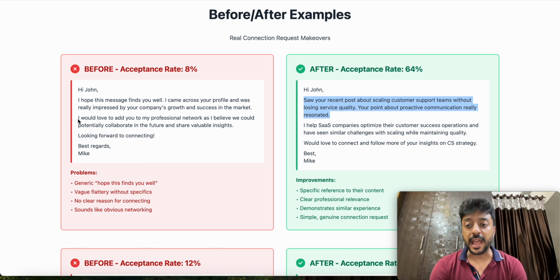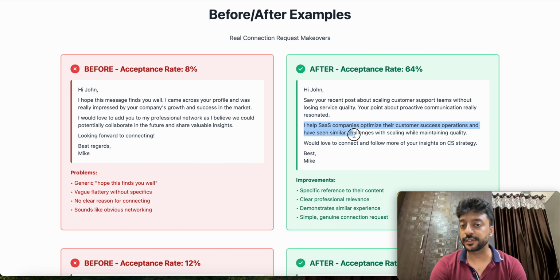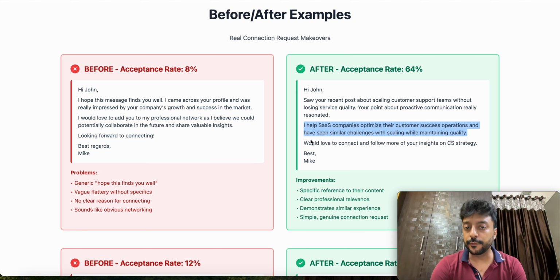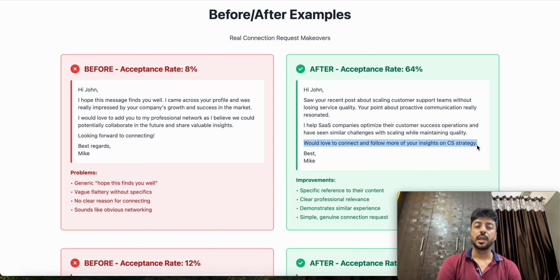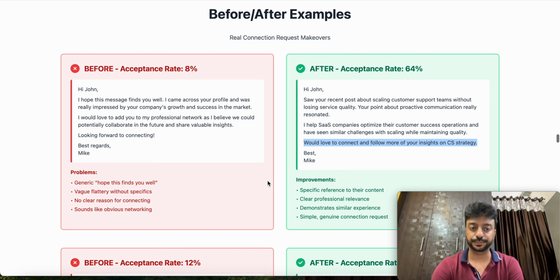What you don't have to do: I would love to add you to my professional network, as I believe we could potentially collaborate in the future and share valuable insights. And what you have to do: I help SaaS companies optimize their customer success operations and have seen similar challenges with scaling while maintaining quality. Would love to connect and follow more of your insights on CS strategy. So that is how you have to compare the messaging that you are using right now and the messaging that you will use in the future after considering all these pointers that I have just explained to you.